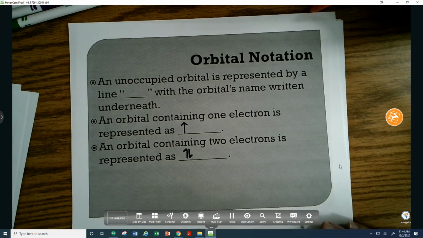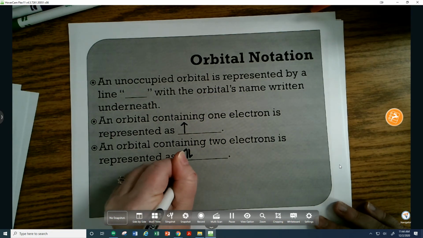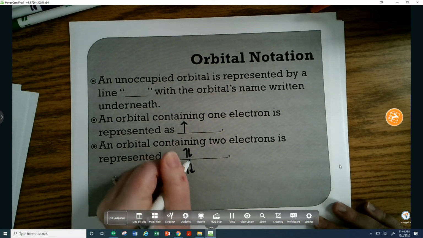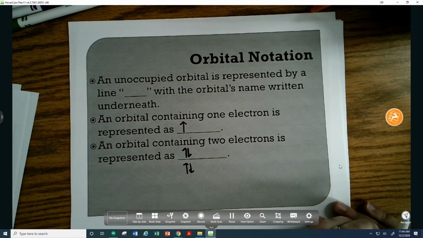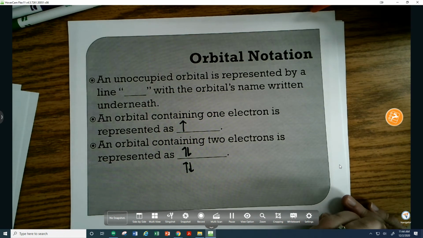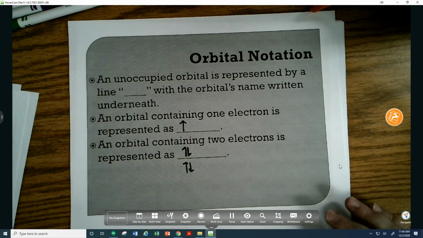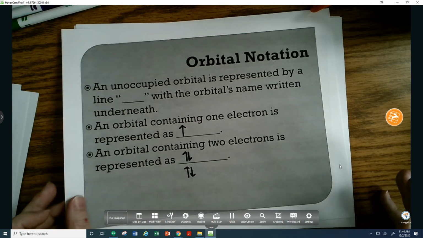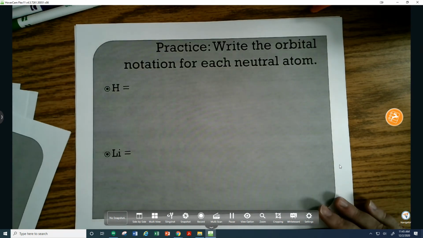Chemists are lazy, and if we can abbreviate something, we do. So you can show it as a full arrow if you want, but a lot of times we just leave that half part of the arrow off and we show it as kind of a partial arrow. So again, up and down indicates opposite spin, so electrons can occupy a region of space. Let's start taking a look at some practice on what in the world I'm talking about.